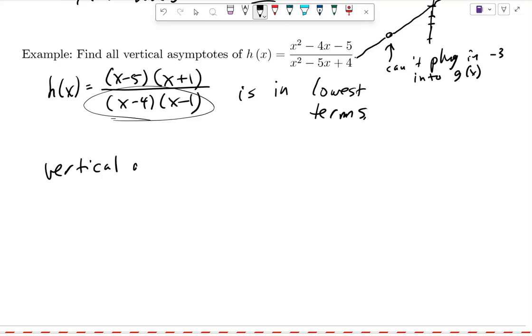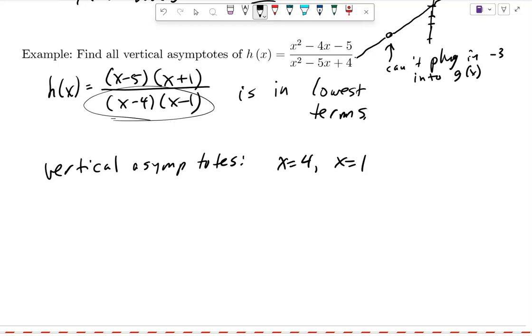So what makes the denominator equal to 0? Positive 4 and positive 1. Now again, asymptotes are lines. Lines are described algebraically as equations. So don't just write 4 and 1. That's not a line. 4 and 1 are numbers. Okay? Write x equals 4, x equals 1 for vertical asymptotes. Okay?